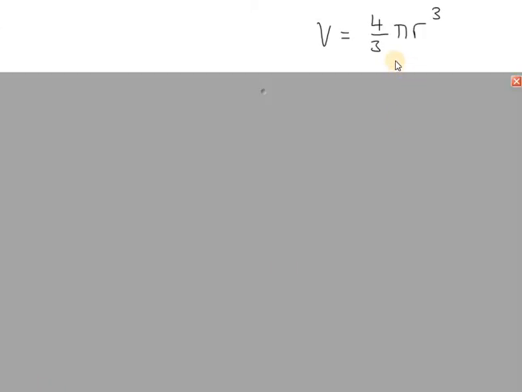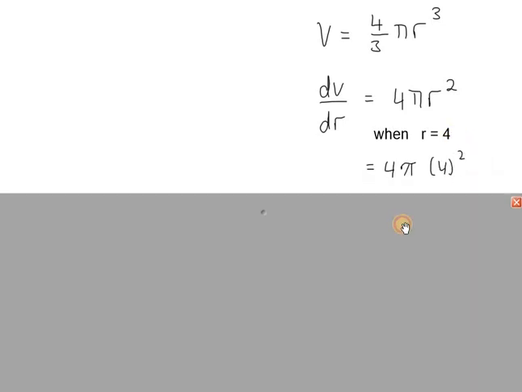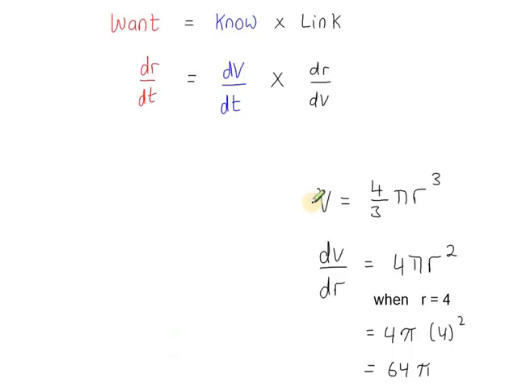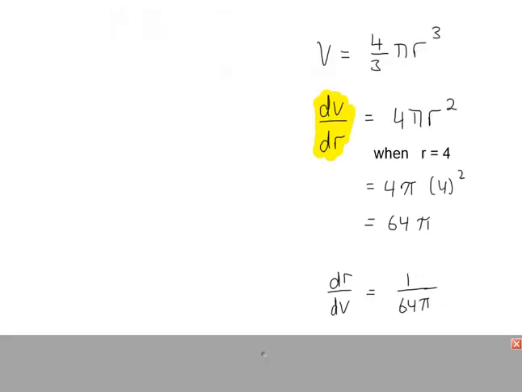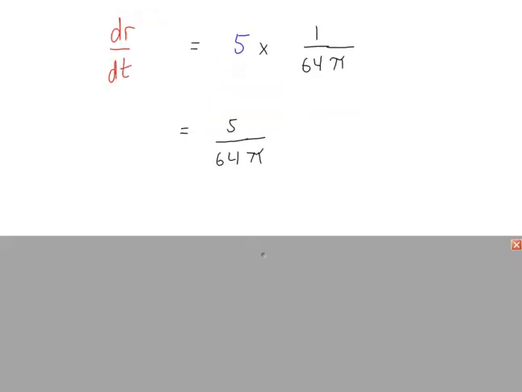The volume of a sphere is given by this formula, volume as a function of radius, so dv by dr, 4 pi r squared, when r is equal to 4, 64 pi. Now we need dr by dv, and this is dv by dr, so we have to flip this over like so, and then if we substitute 5 in here and 1 over 64 pi here, we get this.